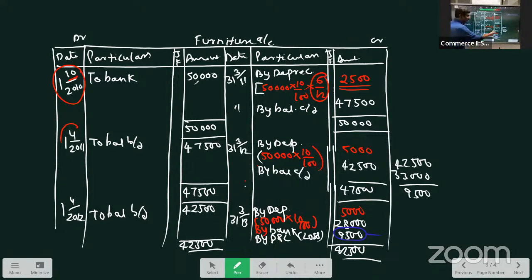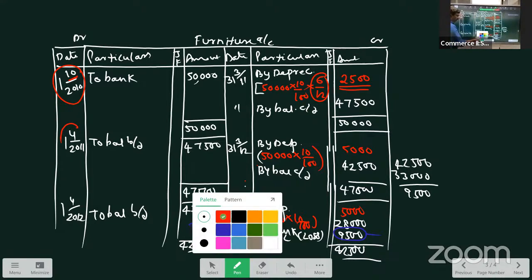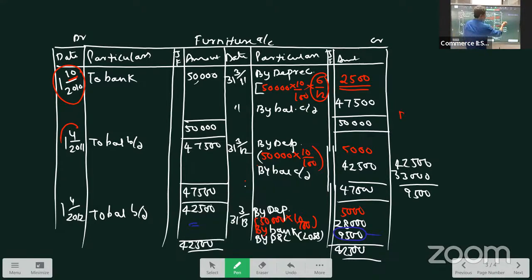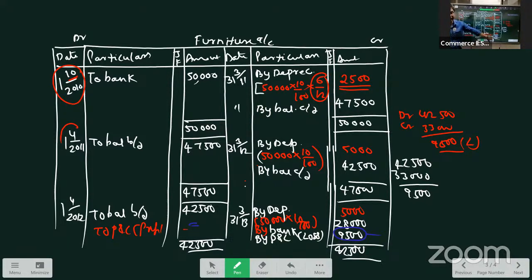What if the credit side is heavy? Sometimes it may happen. Here in the year of sale, we got debit side heavy. Our debit side total was 42,500 and credit side total was 33,000. So I told this 9,500 is our loss. Sir, what if the credit side is heavy? If the credit side is heavy, then we take the balance to the debit side as to P&L and we call it profit. Remember, if the credit side is heavy, then the difference we attribute to P&L as profit. And if the debit side is heavy, we send it to P&L account as our loss. Okay?